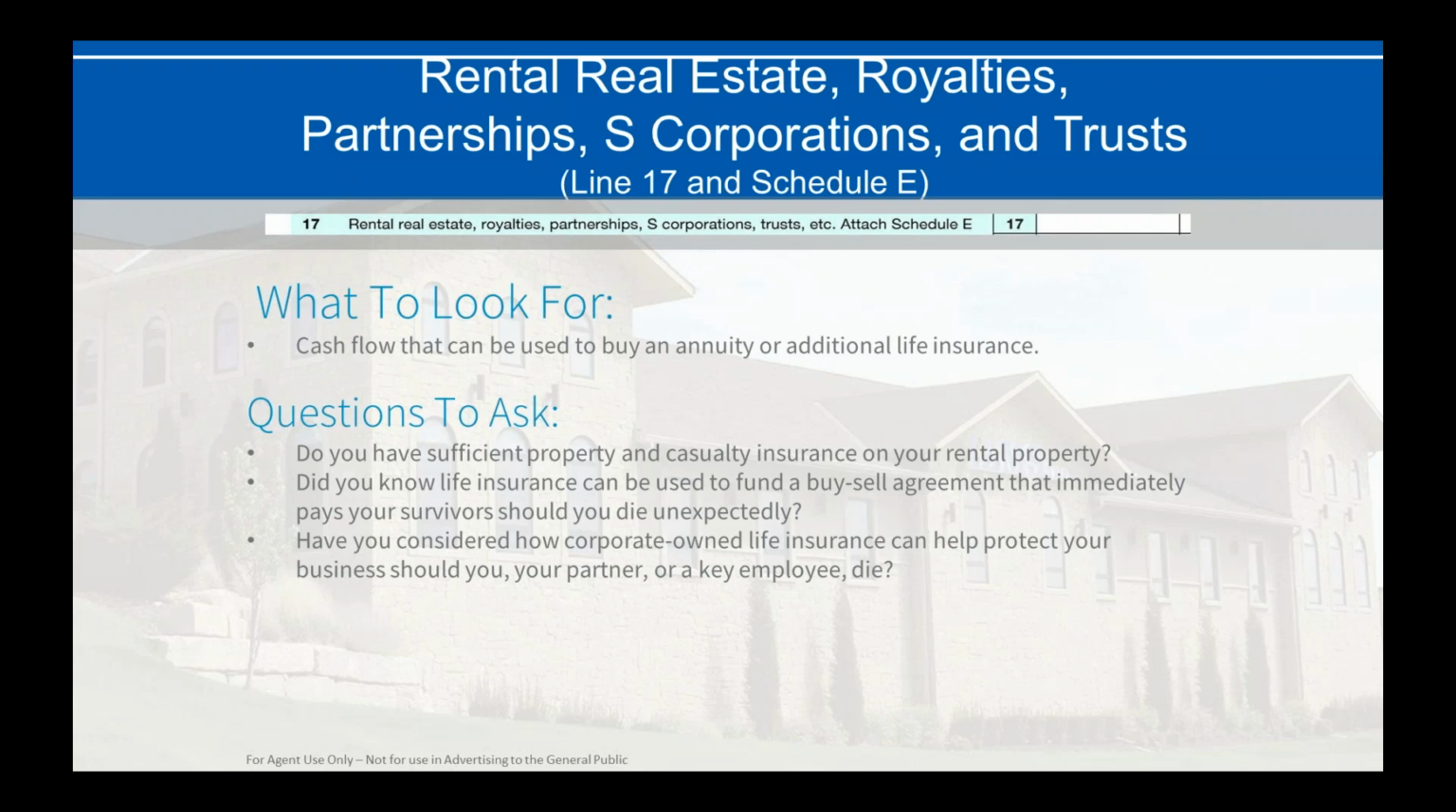Again, you all know what questions to ask when you see individuals that are receiving money or have money in their accounts. It's just asking a lot of questions and finding out what they want it to do and where it needs to go. So some opportunities there. Did you know life insurance can be used to fund a buy-sell agreement that immediately pays your survivor should you die unexpectedly? Do you have sufficient property casualty insurance on your rental property? I think that's a very important question.